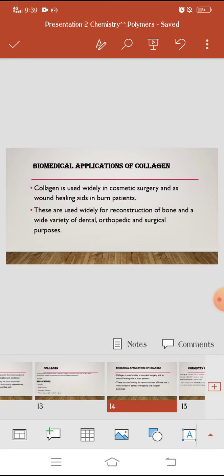Biomedical application of collagen. Collagen is used widely in cosmetic surgery and as wound healing aids in burn patients. These are used widely for reconstruction of bone and a wide variety of dental, orthopedic, and surgical purposes.